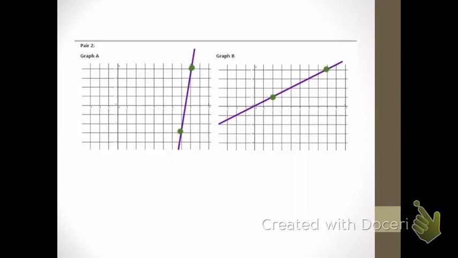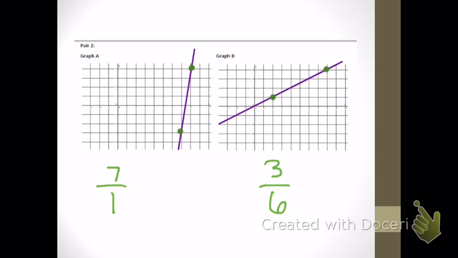So for pair 2, we needed to go 7 units up and then 1 unit over for this graph. So I went from here up to over to here. And then on this second graph, I'm going to be going 3 units up and 6 units over. So 3 units up and 6 units to the right.